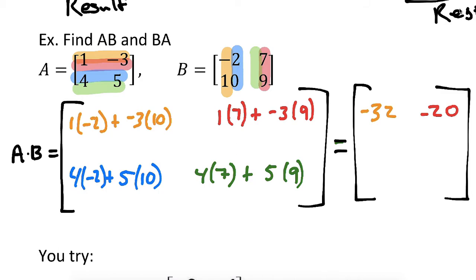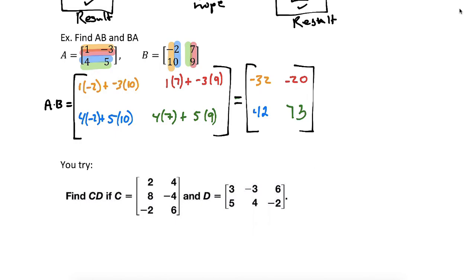Blue one, 4 times negative 2 plus 5 times 10, it's going to be 42. And then last, if I've done this math right, 4 times 7 plus 5 times 9, so we're going to have 28 plus 45, which is 73, if I did that right. So that's multiplying matrices, rows times columns.